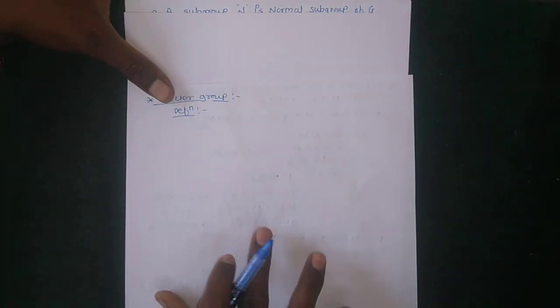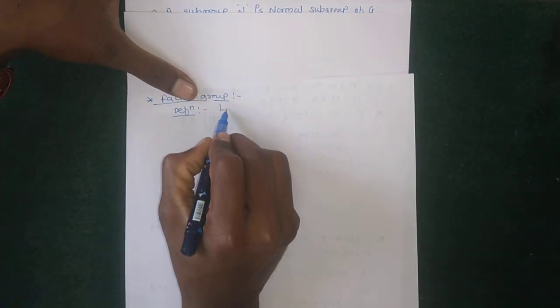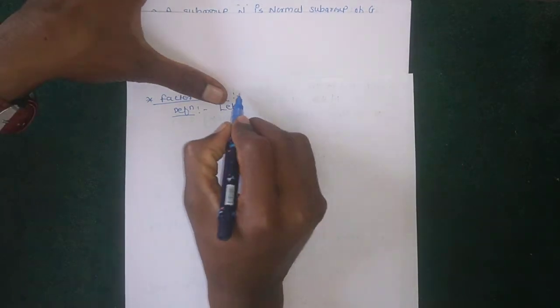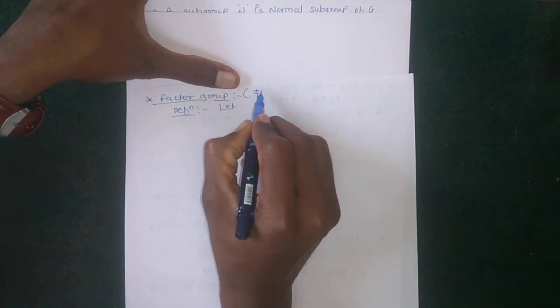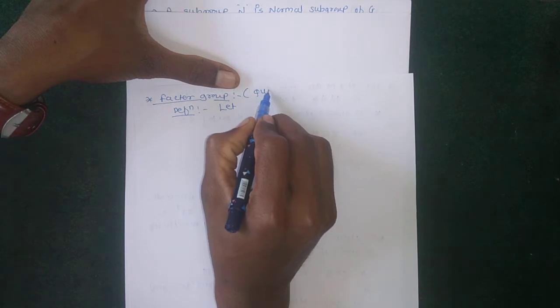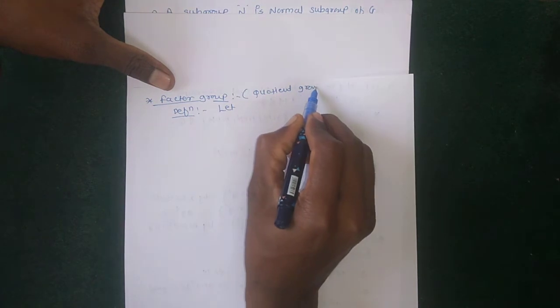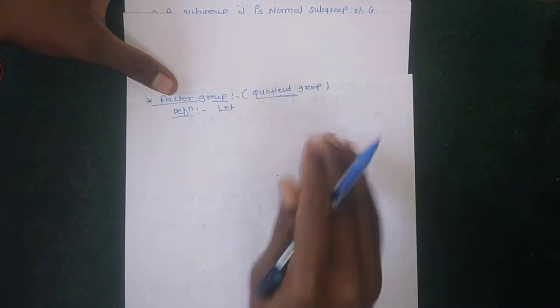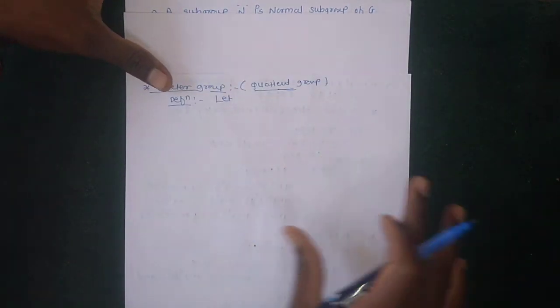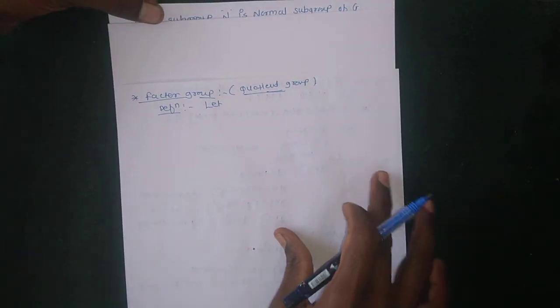Definition: let G be a group. Factor group is also called quotient group. Okay, factor group or quotient group.